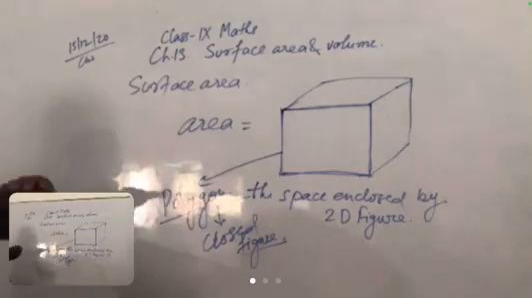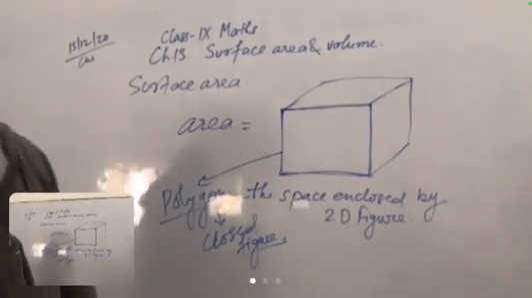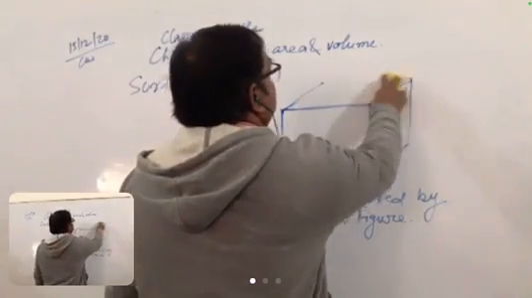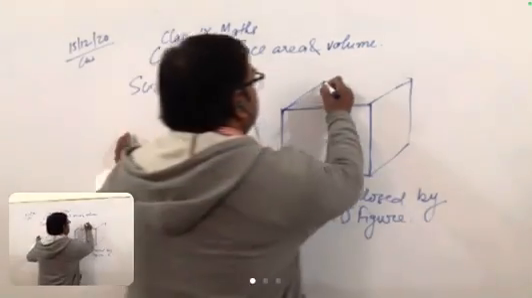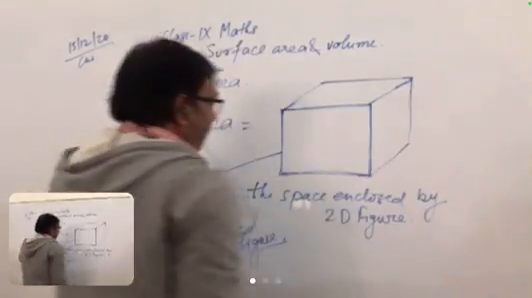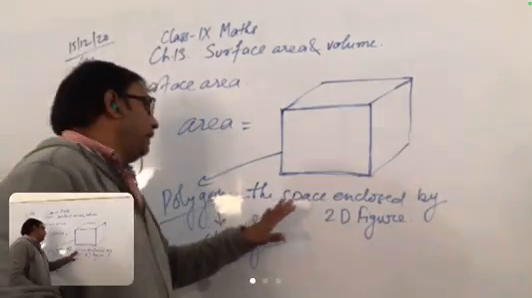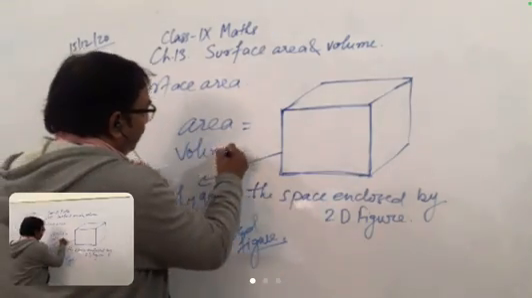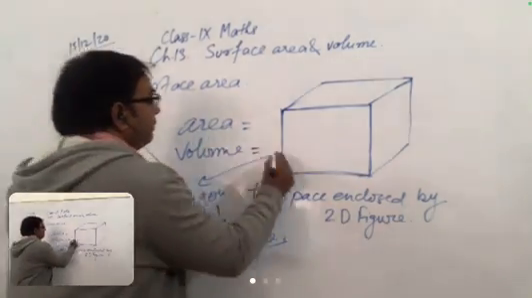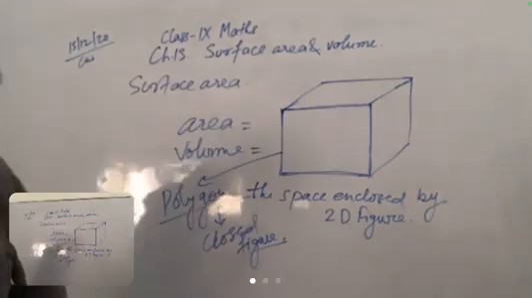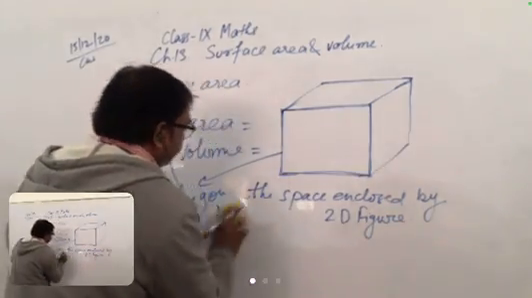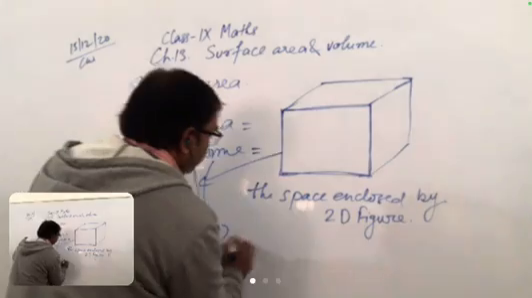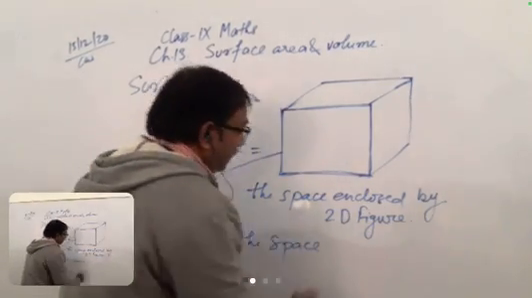If we are talking about volume, how can we say what the volume is? Then we talk about the surface area also. Sir, area is for a 2D shape and volume is for 3D space. The area means the space enclosed by a 2D figure, and now what is volume? Volume is the space enclosed by a 3D figure. Yes, exactly. Volume is basically the space enclosed by a 3D figure.